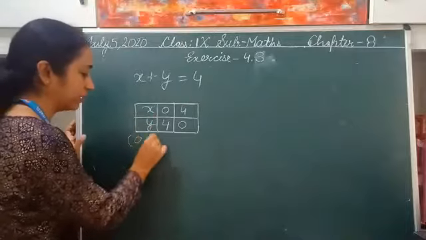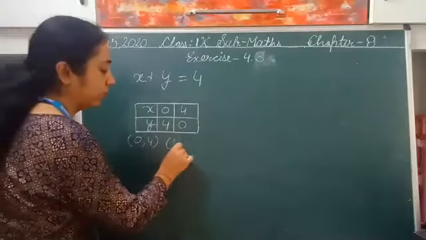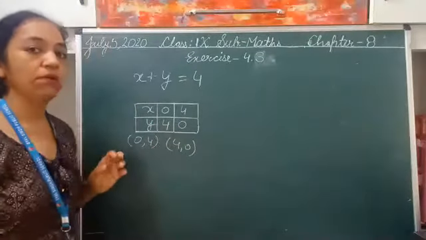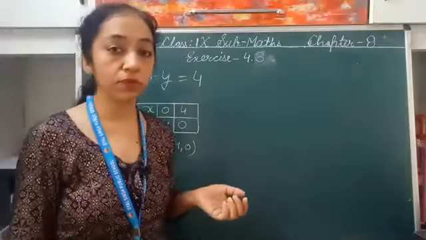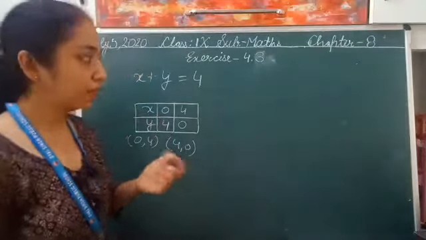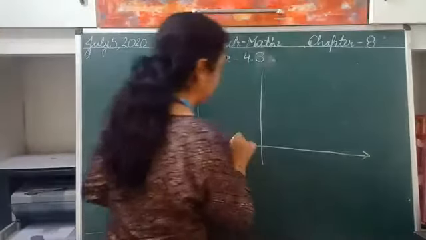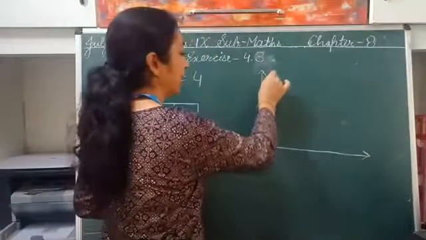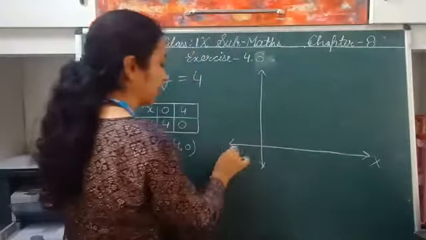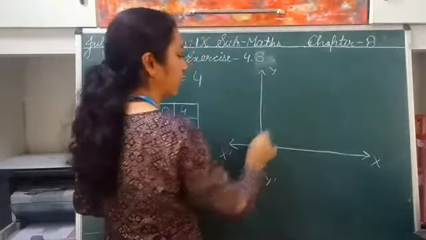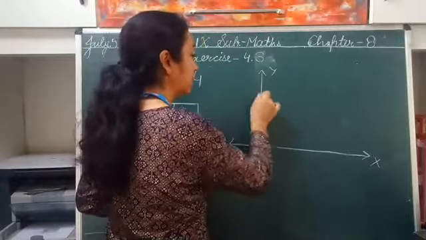One of the points is (0, 4). The other point is (4, 0). Now what do I have to do? I have to draw the graph. How do we make the graph? You have both abscissa and ordinate, so we will have to take both the axes, x-axis and y-axis, right? At equal gaps.